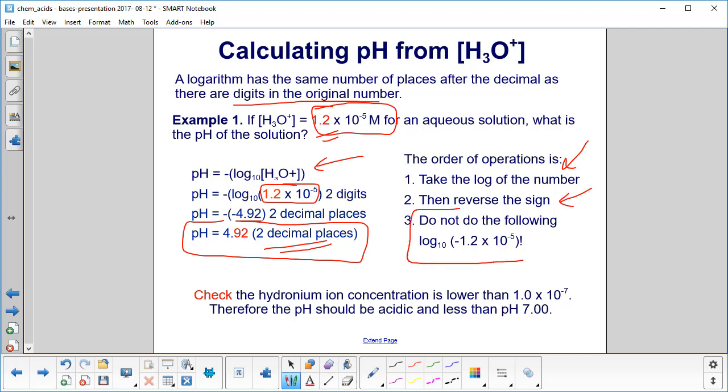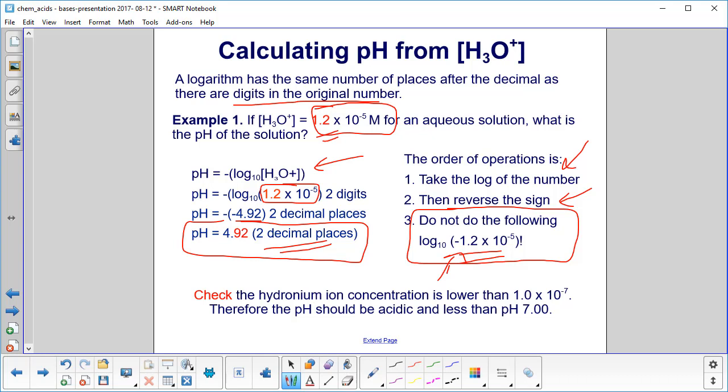And I know I say don't do this, but go ahead and give that a try and see what your calculator comes up with. Yeah, it's not defined because you can't raise 10 to any power and get a negative number. So this is not good. You reverse the sign when you're all done taking the log.